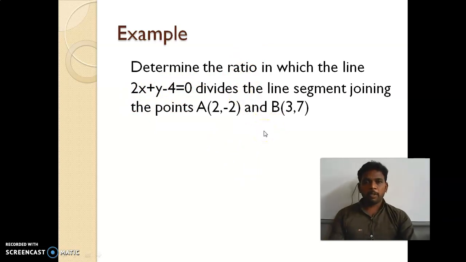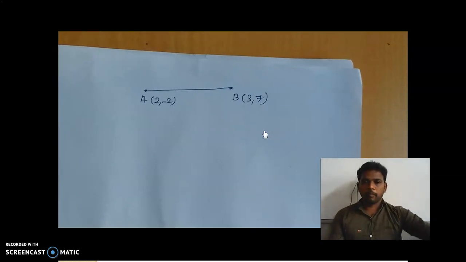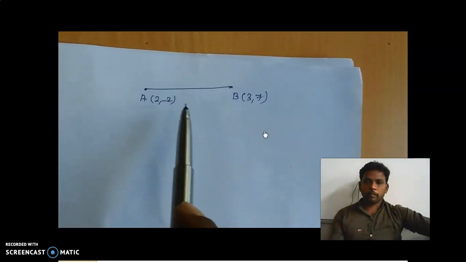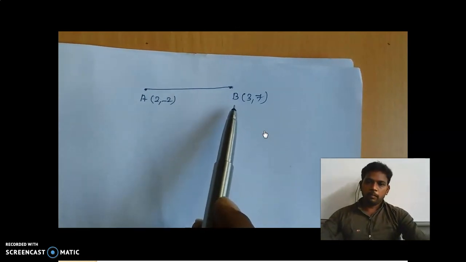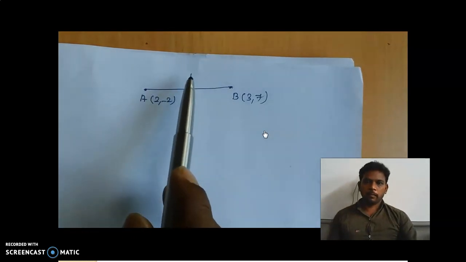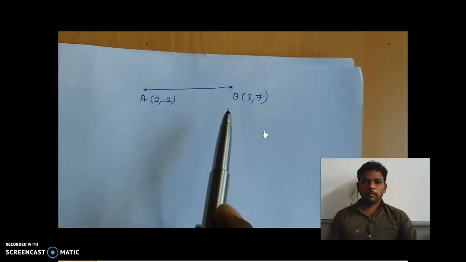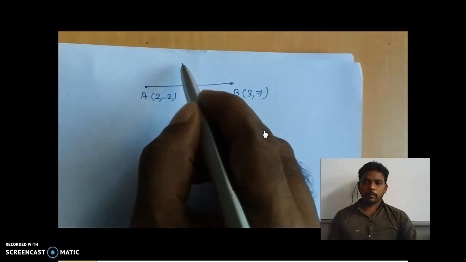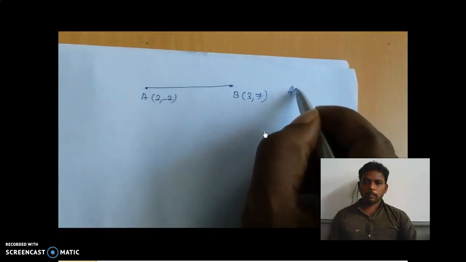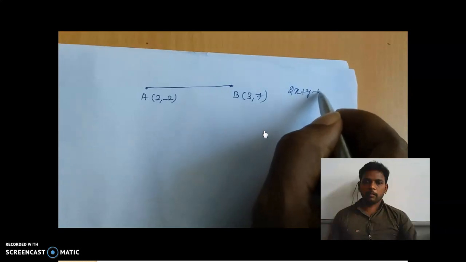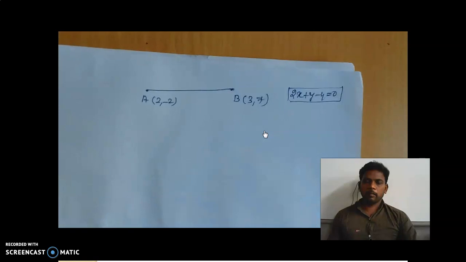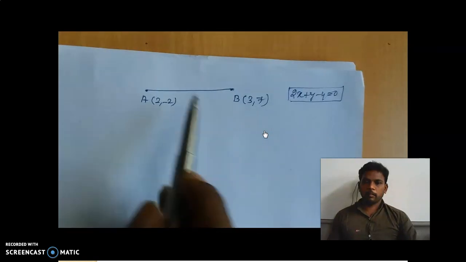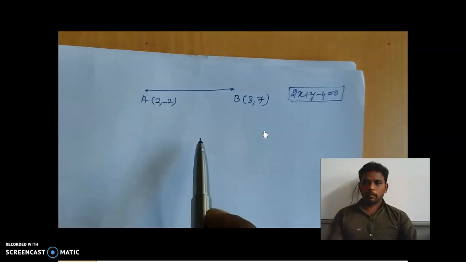Look at the solution now. The end points of the line segment AB are A (2, minus 2) and B (3, 7), and they are asking us to find the ratio in which a line divides the line segment AB. One more piece of information is given, that is the line equation 2x plus y minus 4 equal to 0. This line divides the line segment AB in some ratio, and we are going to find that particular ratio only.